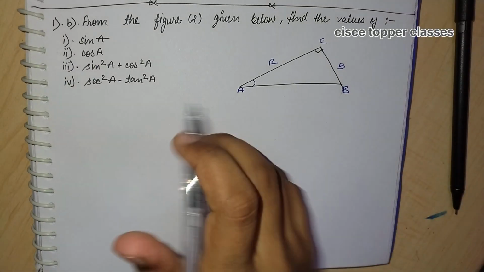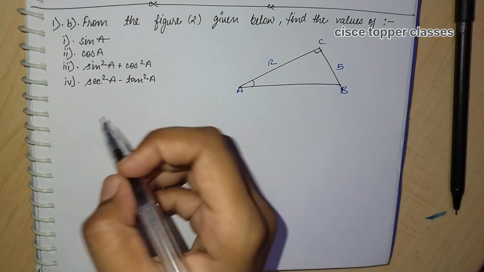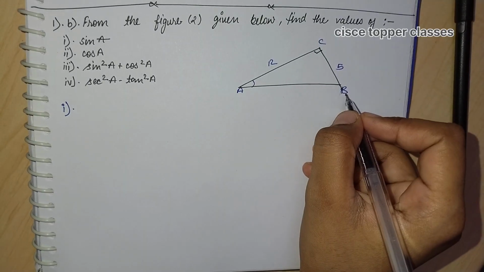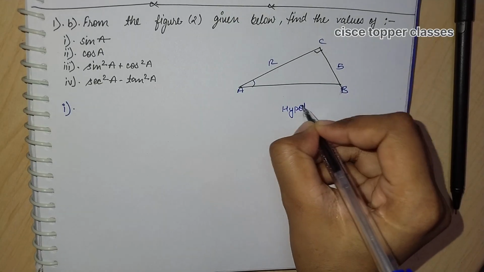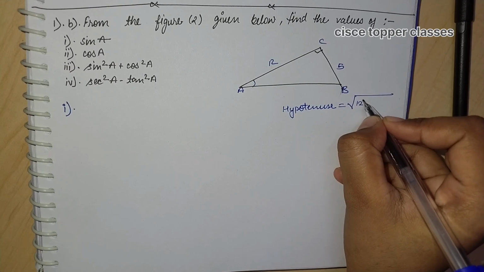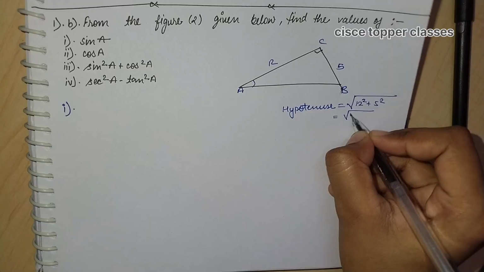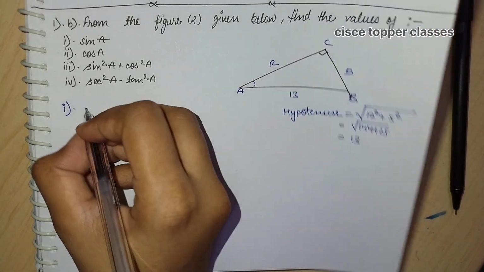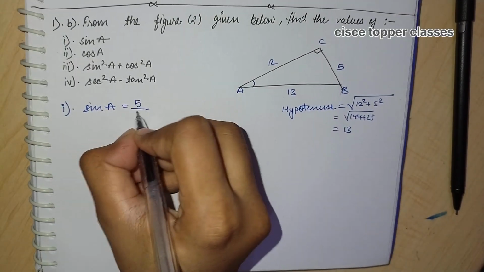Let us solve here question number 1 second part. From the figure given below, find the value of sin A. To find the value of sin A, we will take from this angle the height by hypotenuse. If we want to calculate the hypotenuse, it will be under root 12 square plus 5 square, means this will be 144 plus 25, equal to 13. So 13 is the hypotenuse here. We can write now simply sin A will be height by hypotenuse, so 5 by 13.